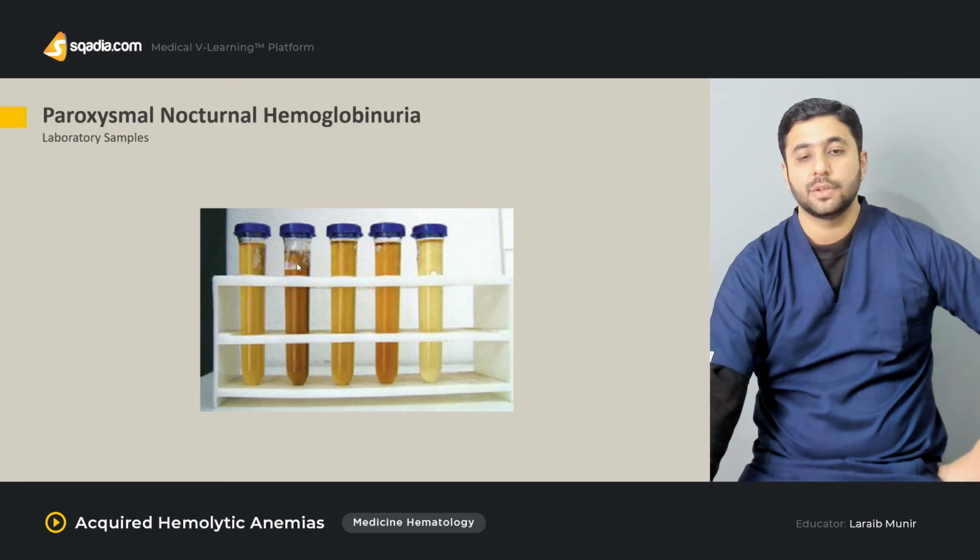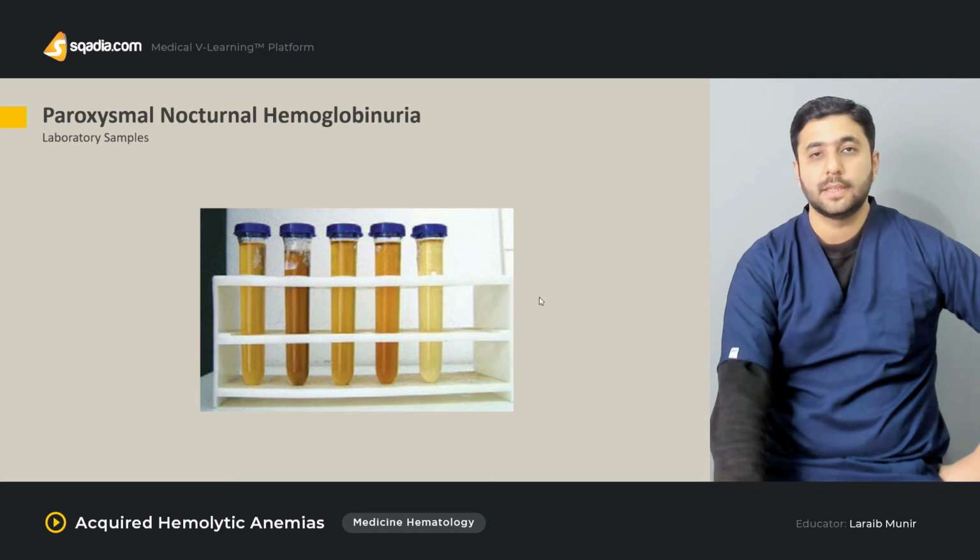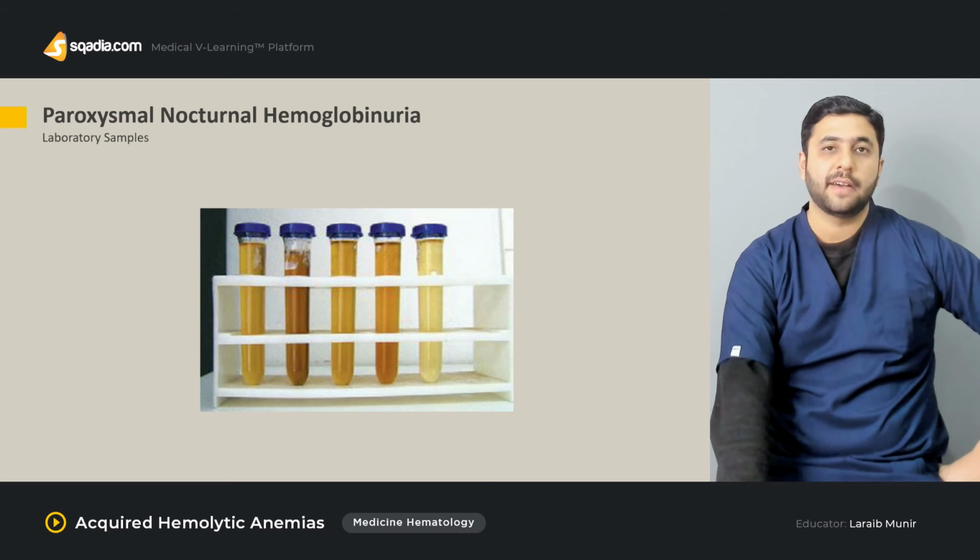When this urine sample was taken, there is a large degree of hemolysis, then there is a smaller degree of hemolysis, then again the hemolysis might have increased here because of acidic changes, and this clear sample indicates that there was no hemolysis at this time. So serial urine samples should be taken to evaluate patients in whom we have a high suspicion of paroxysmal nocturnal hemoglobinuria.